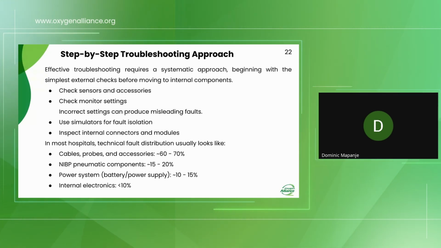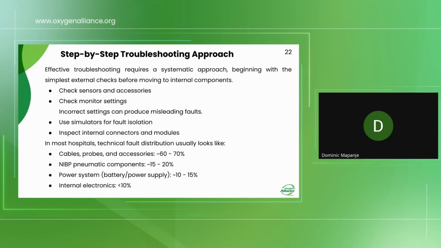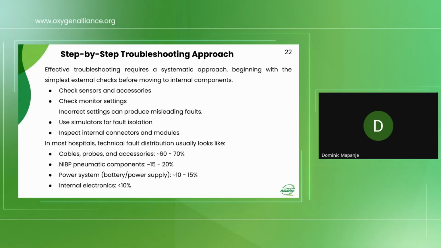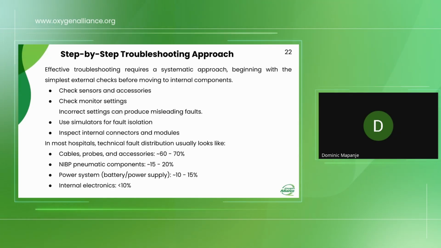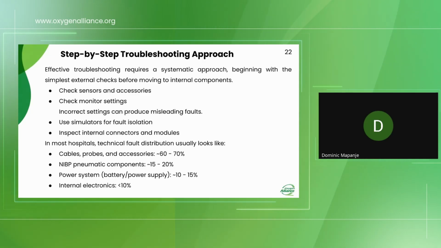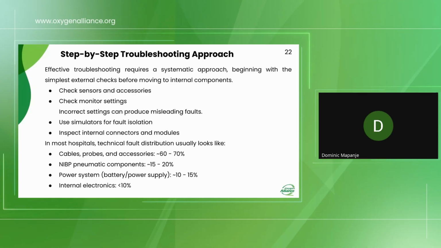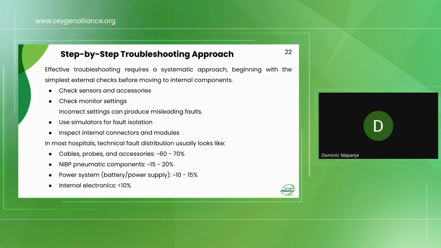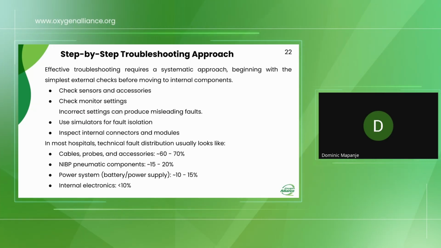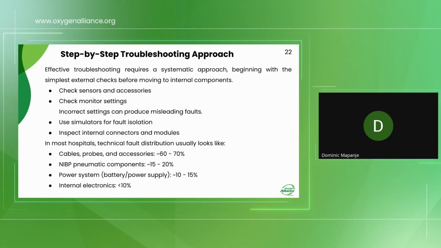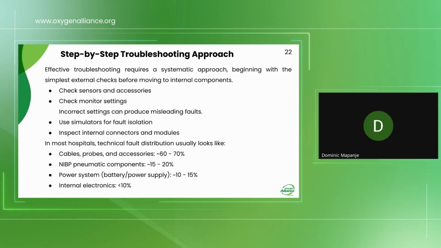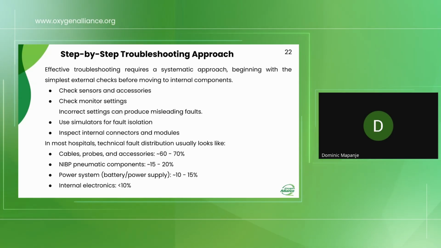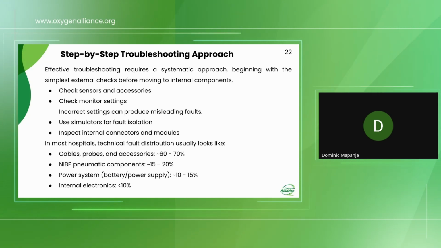So in most hospitals, these are some of the technical reports. This is how the technical reports actually do look like. So I've said that the external accessories make up to around 70% of the reports, and then the NIBP pneumatic components make up to 15 to 20%. The power system, that is the battery and the power supply, make up to 10 to 15% of the faults. And then the internal electronics make up to 10%.